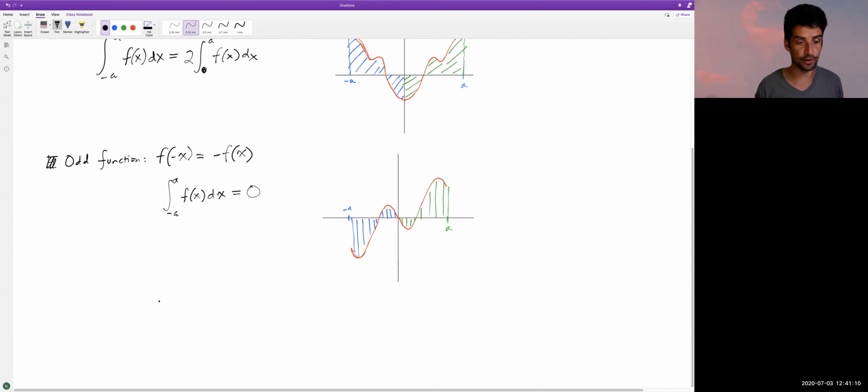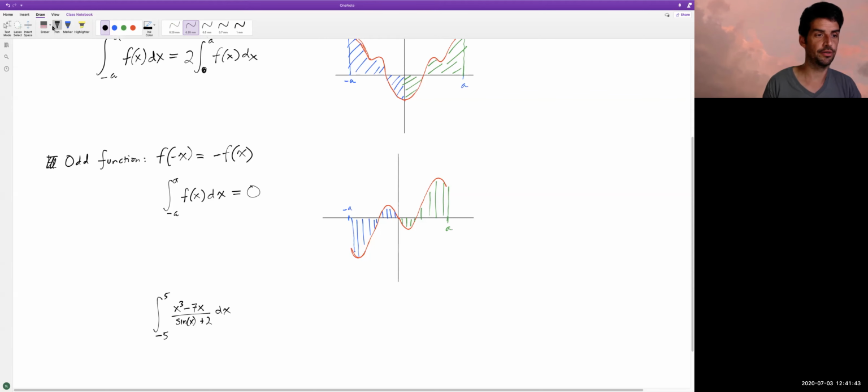Let me just give a quick example. If I have something like the integral from -5 to 5 of, let's say, x cubed minus 7x over the sine of x plus 2. No, that's not going to quite be an odd function. Sorry, that's not going to work. Let me do this easier. I'm overthinking this, which is a phrase that I do not like. There's no such thing as overthinking. Let's just do it this way.